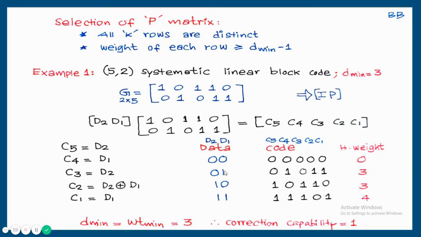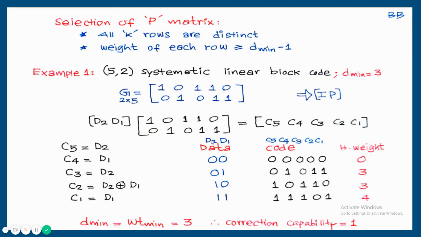Next, 0, 1: the second bit is 1. If the second bit is 1, directly select the second row. So the second row will be the answer: 0, 1, 0, 1, 1. Next, 1, 0: the first bit is 1, the second bit is 0. So the second row is not utilized, only the first row should be used. So directly the first row will be the answer: 1, 0, 1, 1, 0. The last combination is 1, 1.